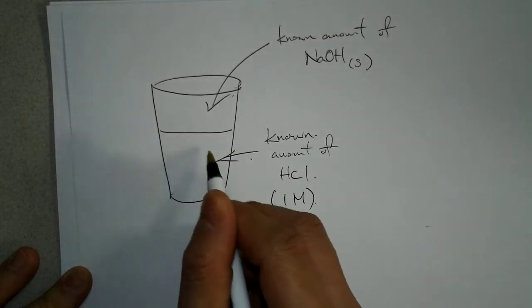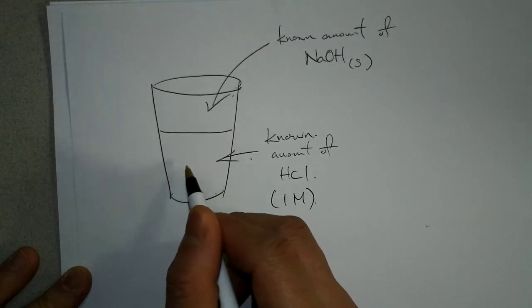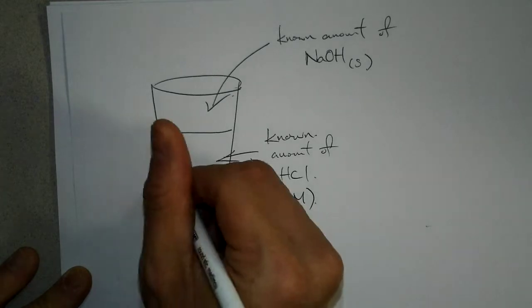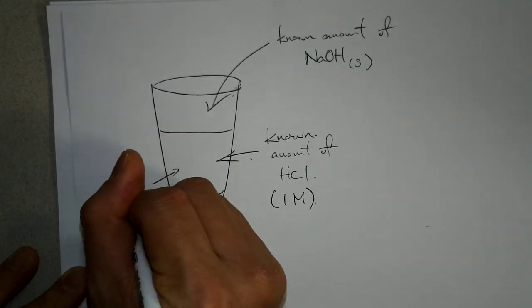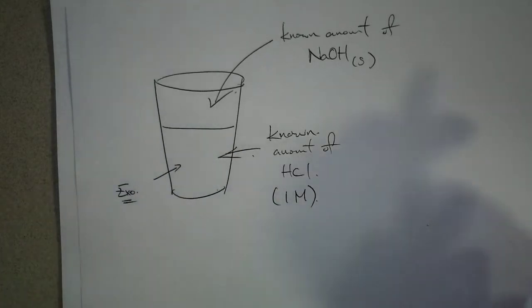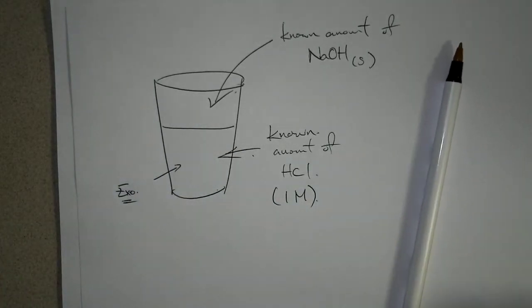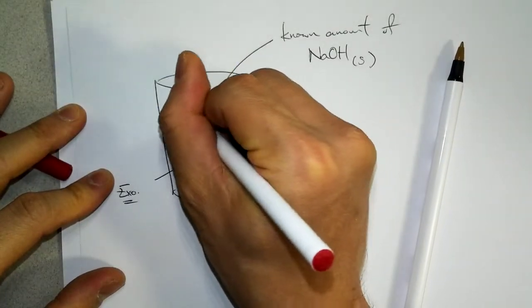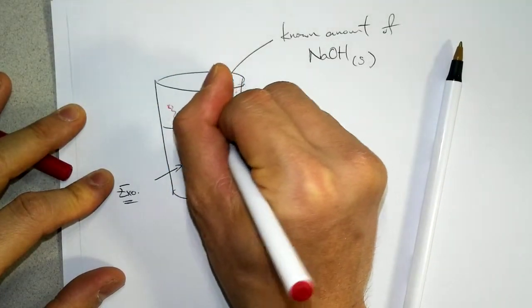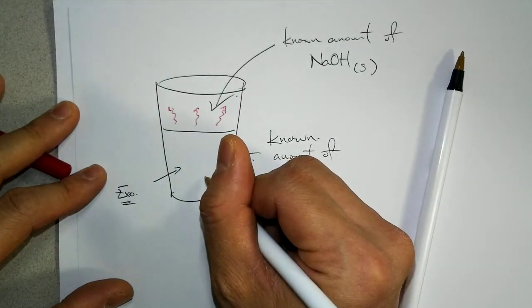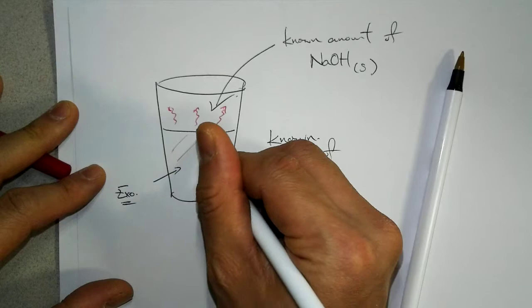So when the neutralization reaction happens in there, it becomes an exothermic reaction. It gives off heat to the environment. So it actually warms up the water that the acid is dissolved in. So this becomes warmer now.